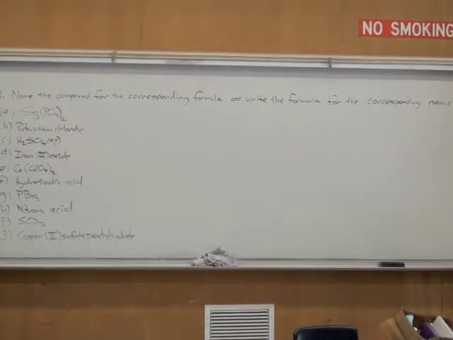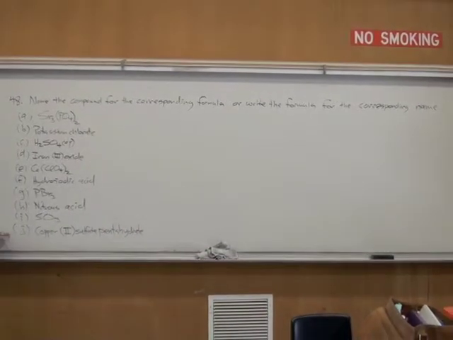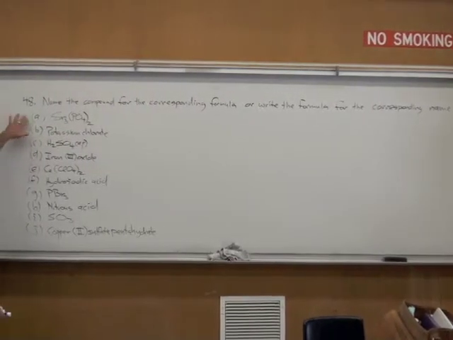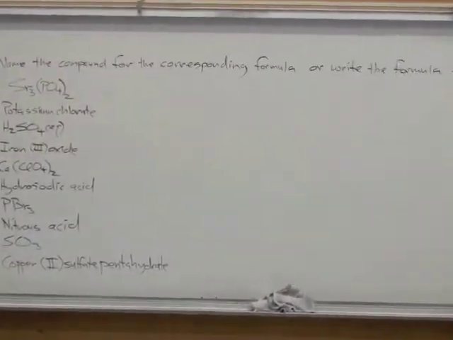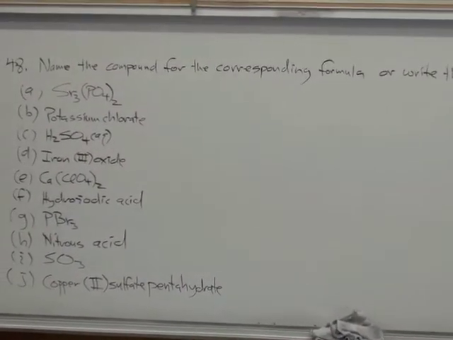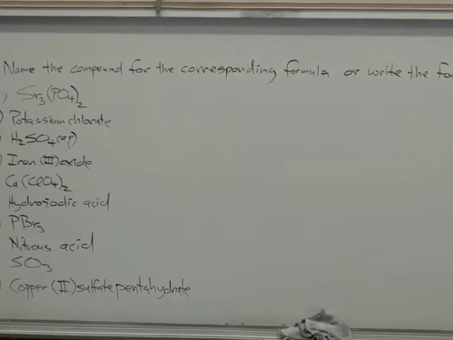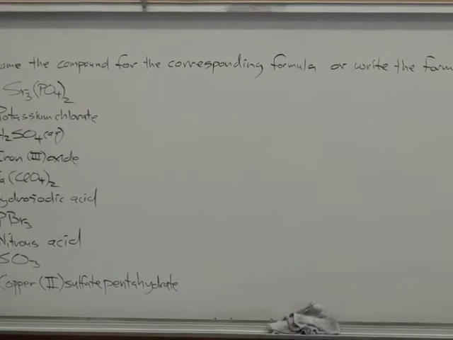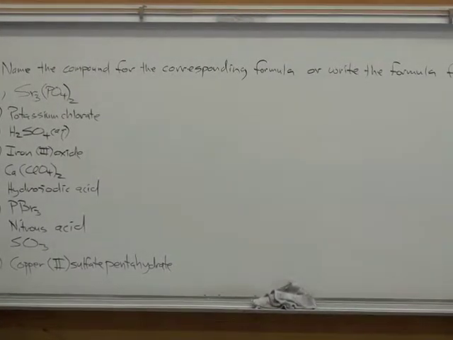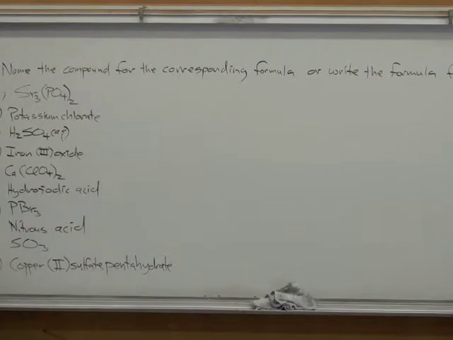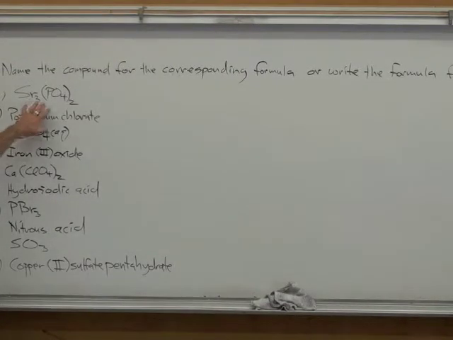Okay, here is the nomenclature problem. There are 10 of them you're going to have to name. There will be 10 on the test. They won't be these exact ones, but there'll be 10 different ones. This gives you good practice because they're going to be representative samples. You either have to write the name if I give you the formula, or provide the formula if you're given the name. So you should be comfortable going both ways.